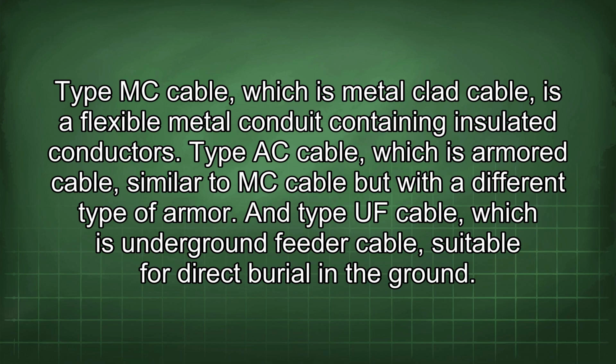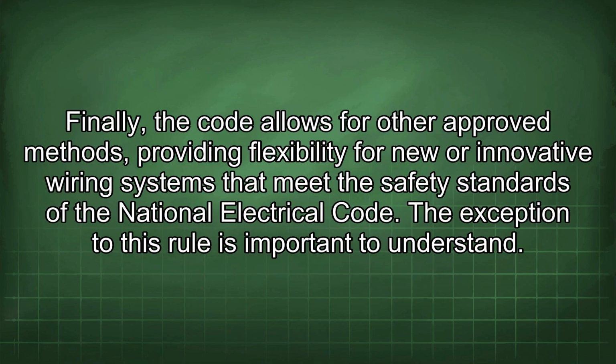Type AC cable, which is armored cable, similar to MC cable but with a different type of armor. And Type UF cable, which is underground feeder cable, suitable for direct burial in the ground. Finally, the code allows for other approved methods, providing flexibility for new or innovative wiring systems that meet the safety standards of the National Electrical Code.